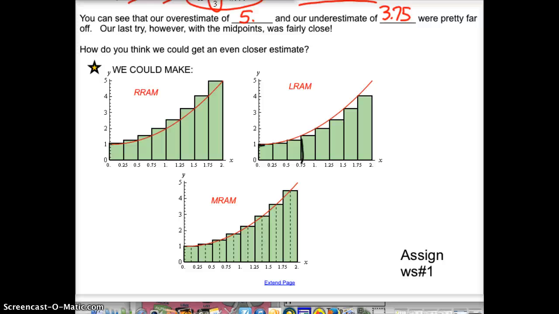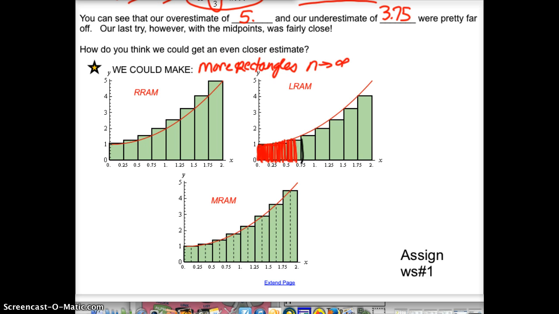One obvious way is just to make more rectangles. We could make them and have n approach infinity and have them be so tiny that when I shade them in, it doesn't matter if I'm going to the left or to the right, because when I shade in all these super, super tiny rectangles, I'm getting the area under the curve. That's going to tie into integration pretty soon.